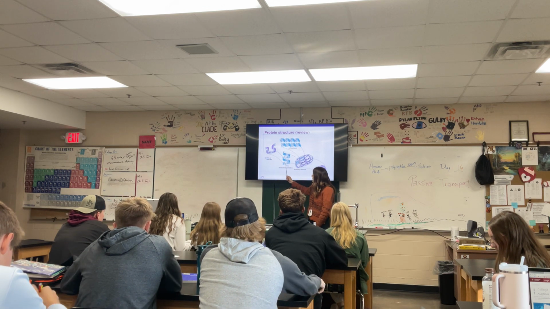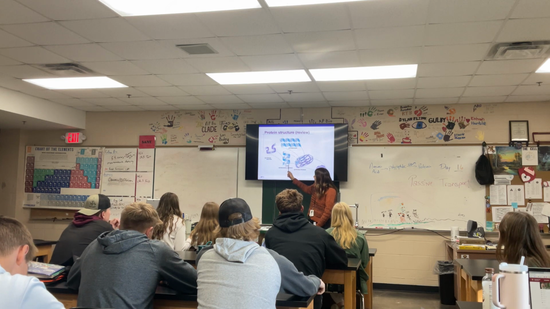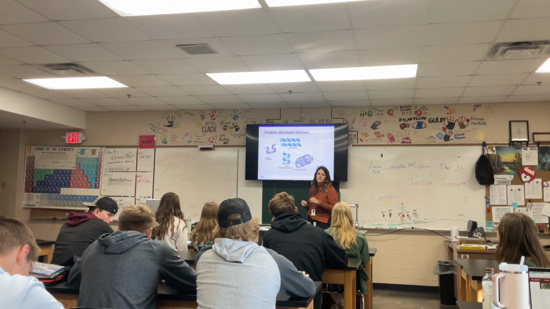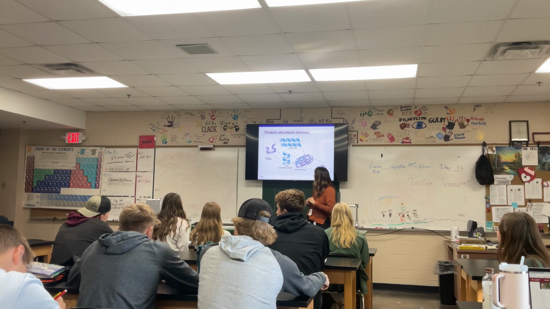When we get to secondary structure, we have two different things that can happen. We can either have the alpha helix shape or the beta pleated shape. That's because of what type of bonds? Hydrogen bonds, only hydrogen bonds.